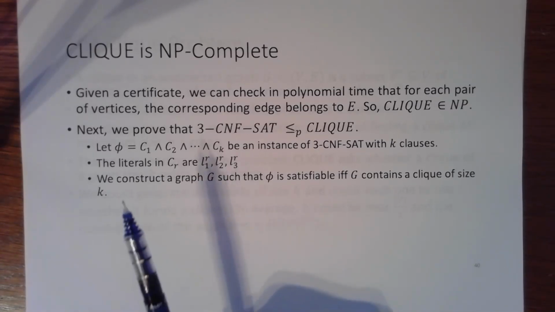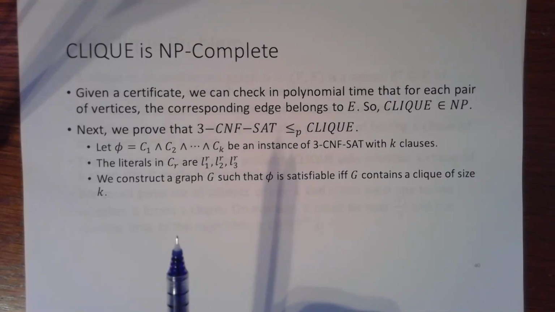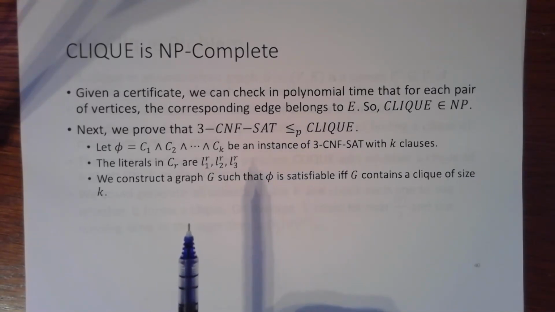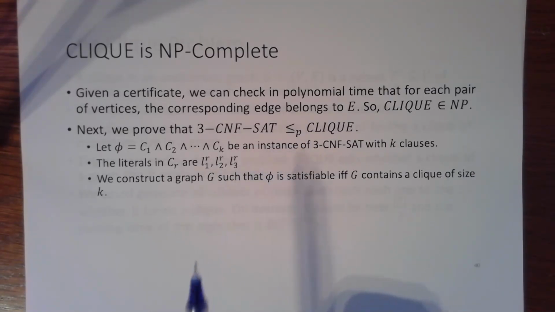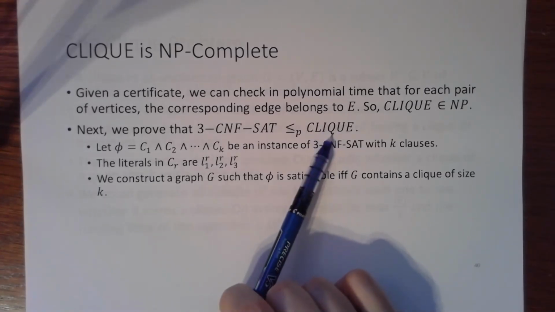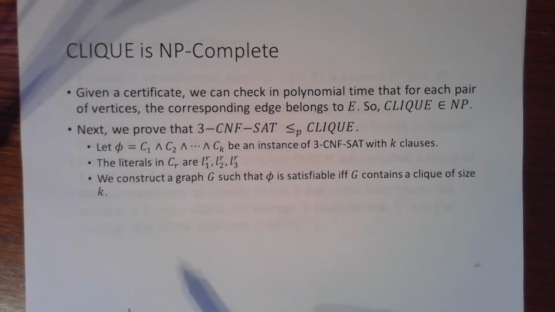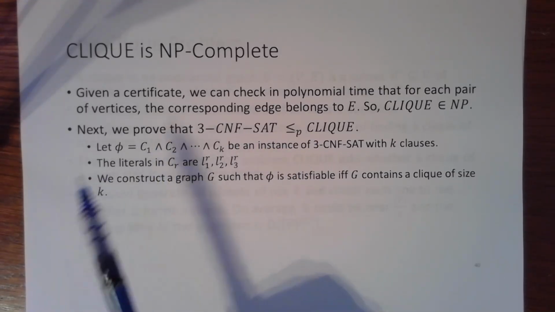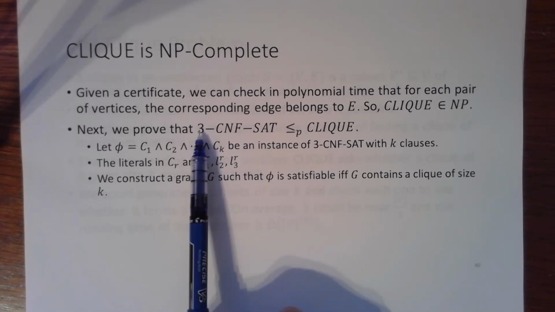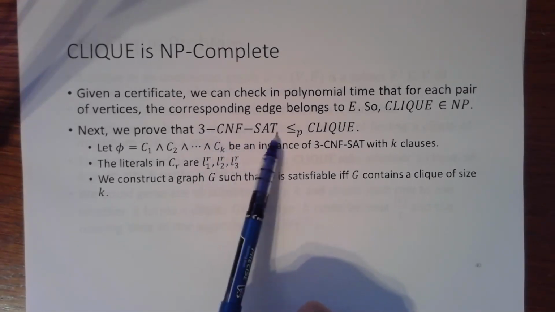All right, next we need to pick a known NP-complete problem and polynomially reduce it to the problem Clique that we're thinking about. So we're going to do 3CNF to Clique. Okay. So we are going to start then with an instance of 3CNF.